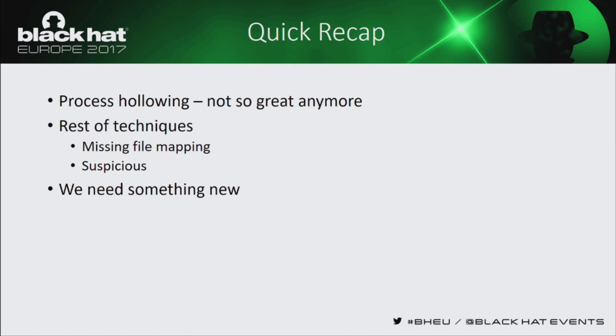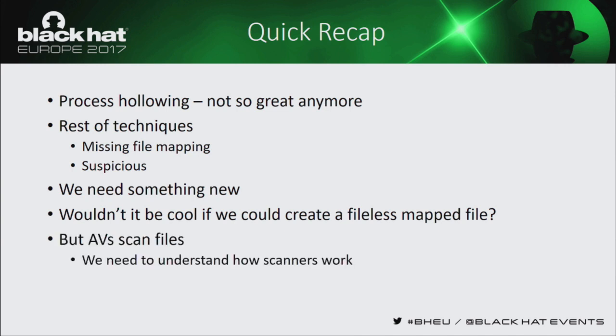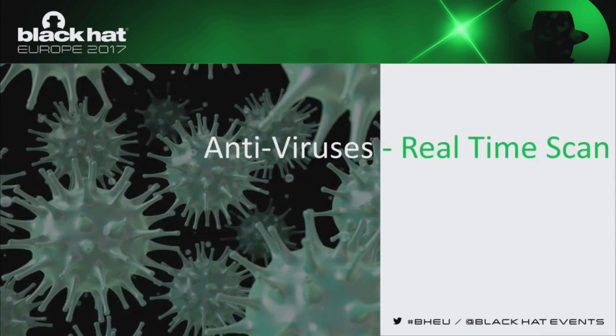The rest of the techniques we talked about, which are atom bombing, ghostwriting, etc., are missing this file mapping property, right? They create dynamic code, it seems like runtime generated code, and that's something that modern solutions nowadays are able to detect because it's highly suspicious. So we need something new. Wouldn't it be cool if we could create a sort of fileless mapped file? But we know that AVs scan files. So we need to understand how scanners work very well if we want to try to slip something past them. So for that, I'd like to call Eugene to help me out.